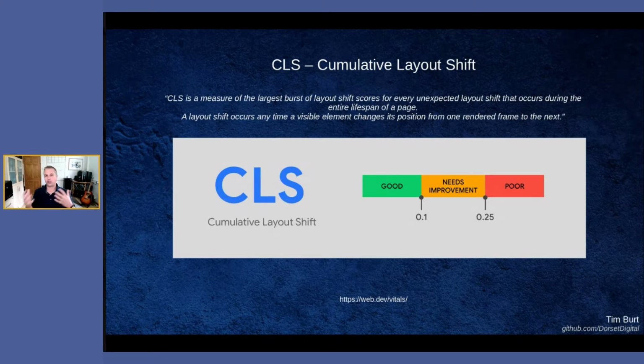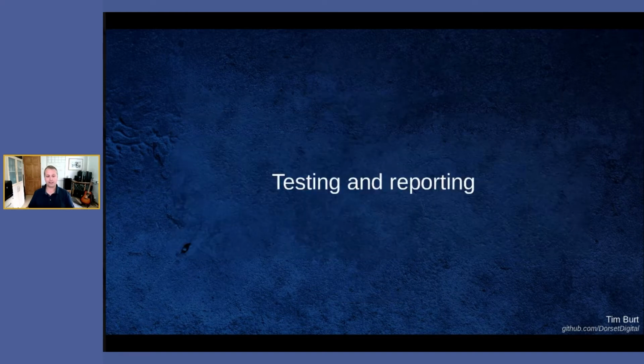And this is a score. It's a fairly meaningless score. All you can do is compare it, one-on-one. 0.1 is good, 0.25 needs improvement, anything over that is bad. So we've got lots of numbers, and again, some of these particularly don't mean anything beyond this system. So we need to have a quick look at what testing tools we can use to measure these and hopefully give us some ideas about what we can fix.